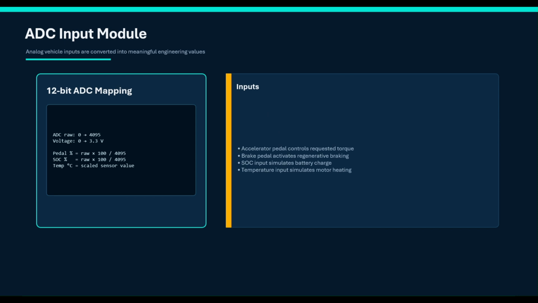The ADC module converts analog values from potentiometers into digital values from 0 to 4095. These raw values are not useful alone, so we scale them into engineering units. Accelerator and brake become percentages, SOC becomes battery percentage, and motor temperature becomes a temperature value. These values are then passed to the EV control module.